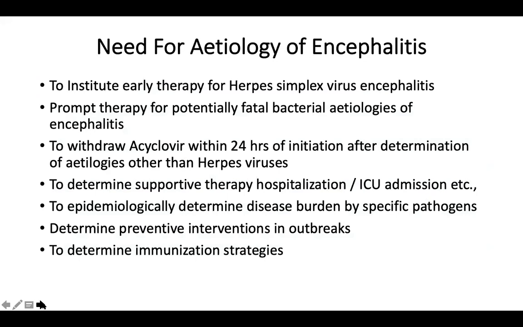And a prompt therapy for potentially fatal bacterial etiologies of encephalitis among rural children, both in Africa and India. And to withdraw acyclovir within 24 hours of initiation after determination of etiologies other than herpes virus. To determine supportive therapy and hospitalization, ICU admissions, all those things, if you know the etiology, you're much better placed.